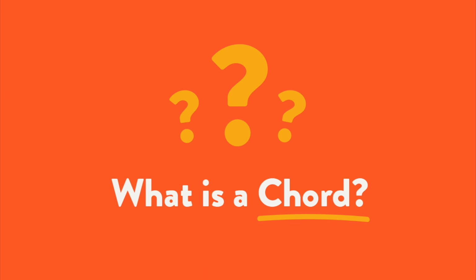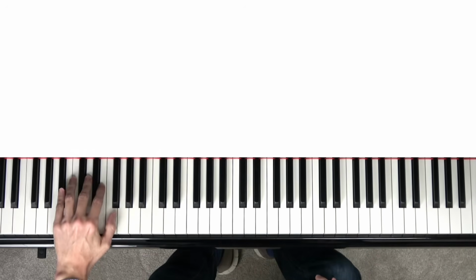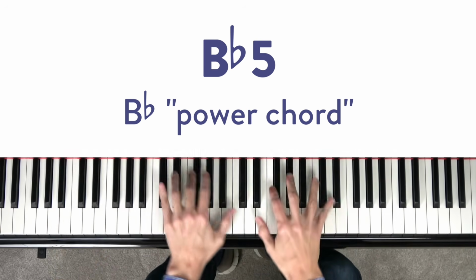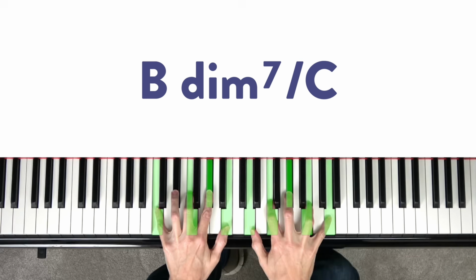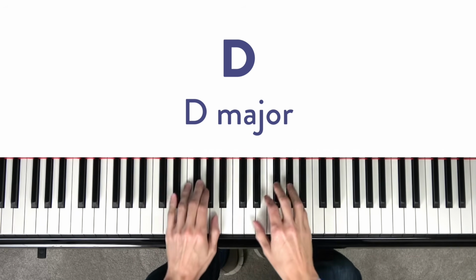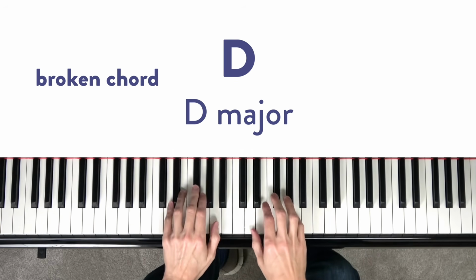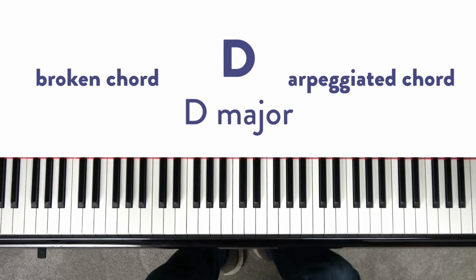Let's jump in. A chord is simply 2 or more notes played together. So this is a chord, or this is a chord. Chords can be played as a block, all at once, or the notes can be played one at a time, which is called a broken chord or an arpeggiated chord.